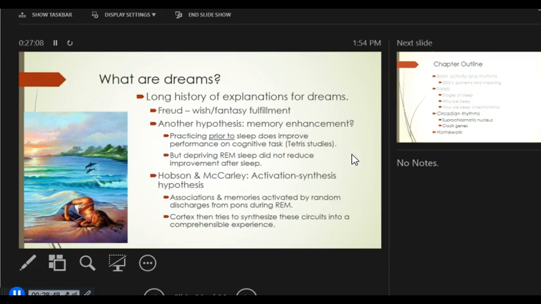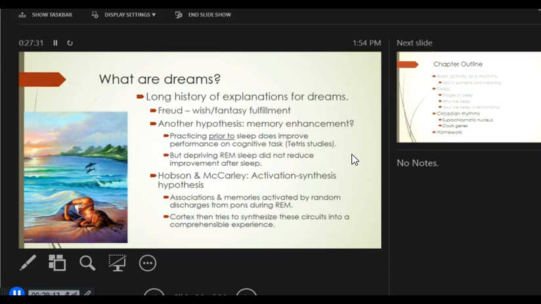So Sigmund Freud thought of dreams as being really important, and so this is a way that you can identify wishes and fantasies, and so dreams serve as a fantasy fulfillment mechanism. And so there's a whole line of work based on his hypotheses about this that I don't know are all that well supported at this point, but they do exist.